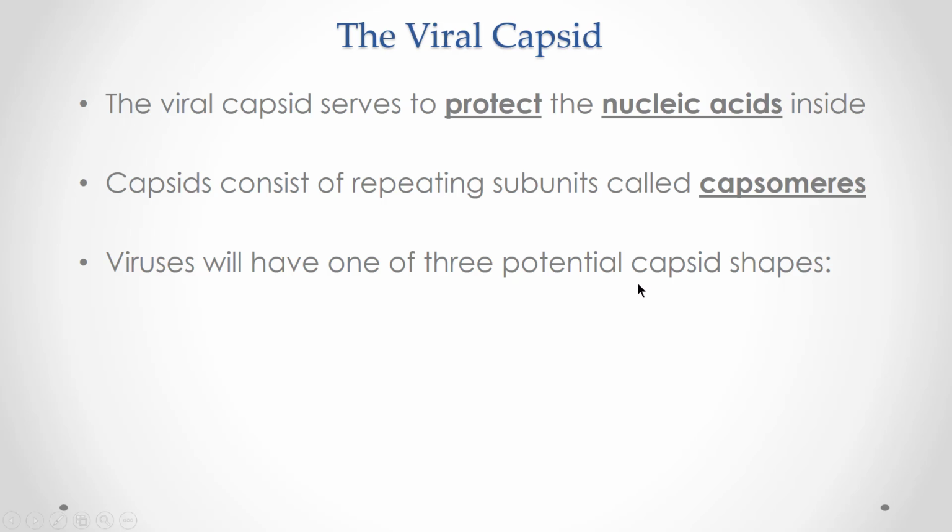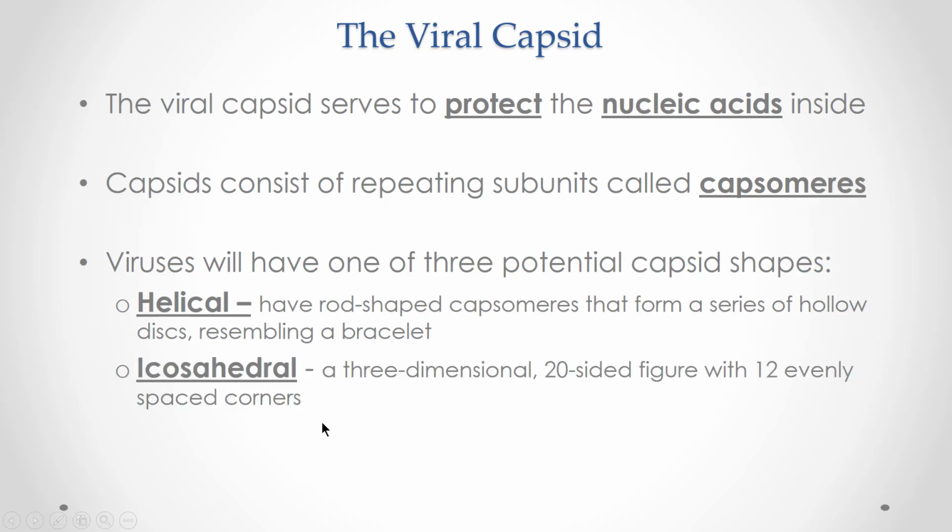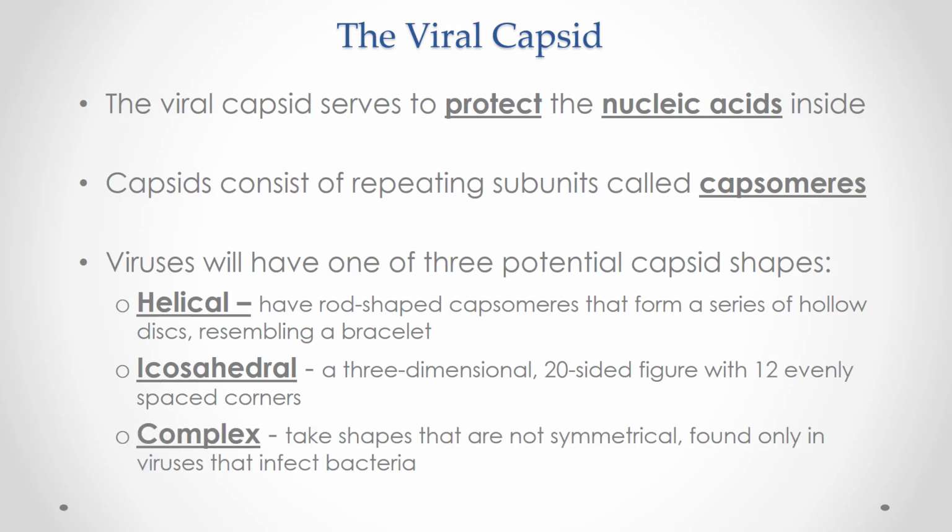Capsids are made up of individual units called capsomers. These are like the little pieces that put together the whole, which is the capsid. Capsomers are the building blocks to the capsid. And depending on how those capsomers come together, you'll end up with one of three general types of shapes: helical, icosahedral, or complex.